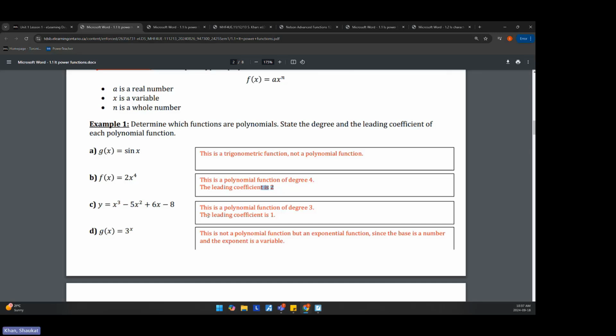As for c, this is a polynomial function. It has degree of 3 because that's the highest exponent, and the leading coefficient is 1 because that term has a coefficient of 1. Here is example D. Is example D an example of a polynomial function? It's close. It does look like it, but it's actually not. It's an exponential function because the base is a number and the exponent is a variable. And for a polynomial function, the variable has to be the base.